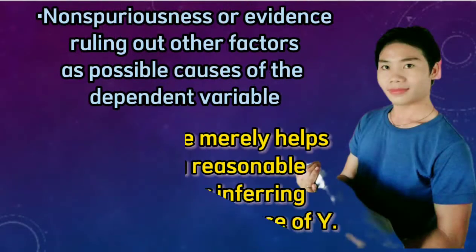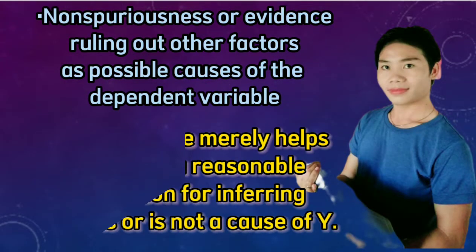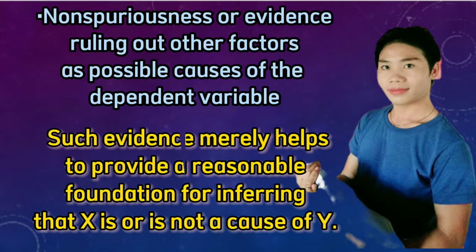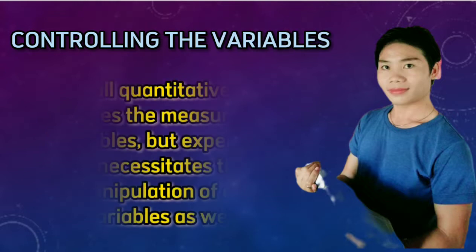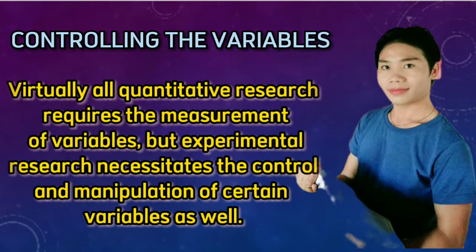Non-spuriousness, or evidence ruling out other factors as possible causes of the dependent variable. Such evidence merely helps to provide a reasonable foundation for inferring that X is or is not a cause of Y. Controlling the variables. Virtually all quantitative research requires the measurement of variables, but experimental research necessitates the control and manipulation of certain variables as well.